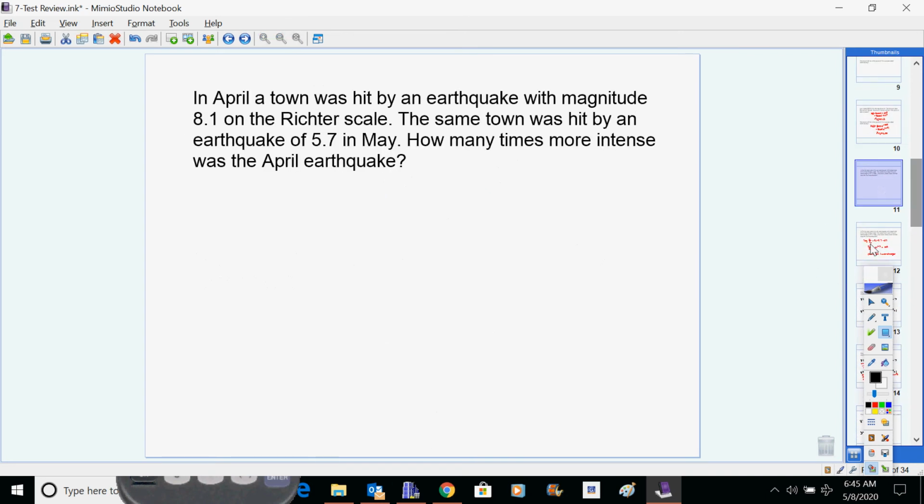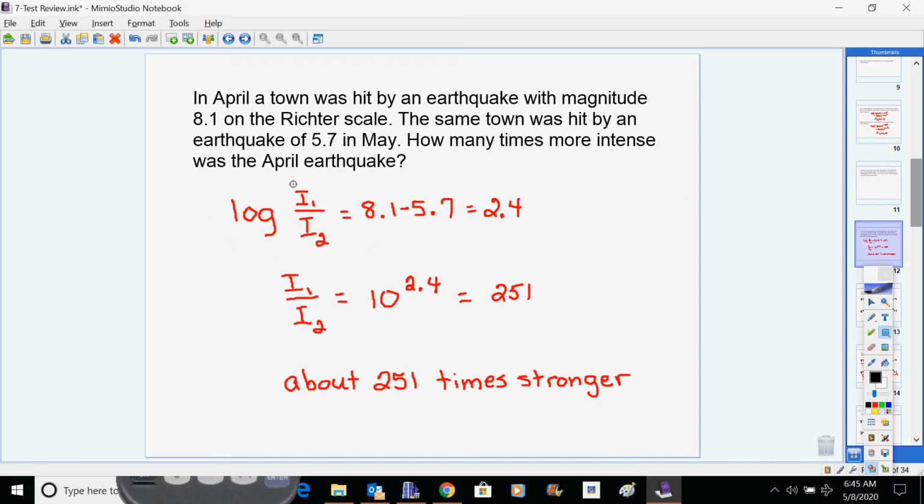All right, then we had the Richter scale problems. There were a few of you that asked about this, so here we have it so that you can do it correctly. Our basic formula looks like this.